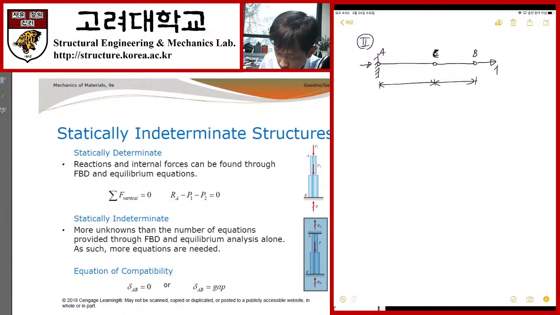So we have here RA. Okay, so let's use force equilibrium. If you use force equilibrium, we know that RA plus 1 is equal to 0. That's why we can calculate that RA is equal to minus 1. So I want to call this equation 4.